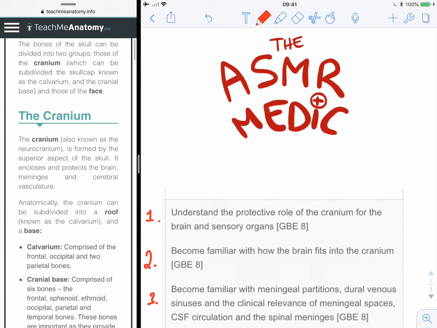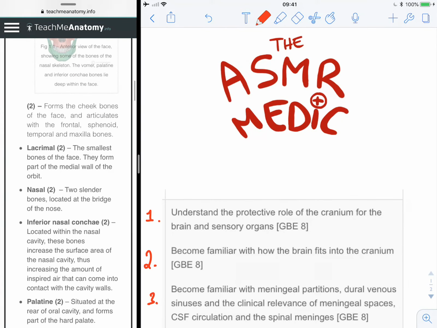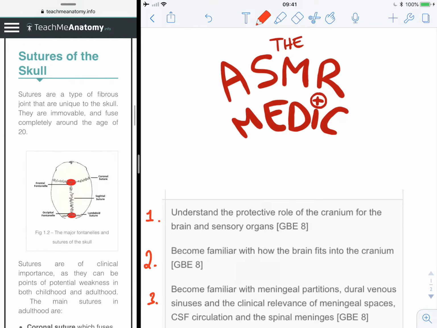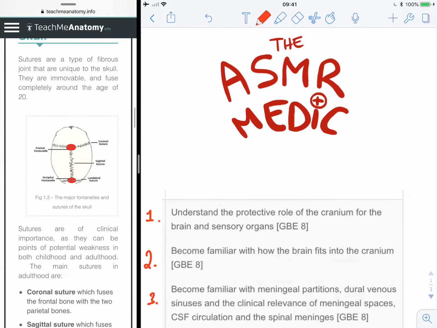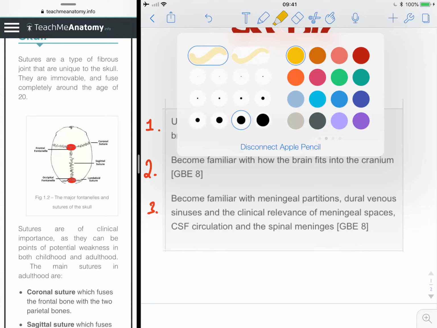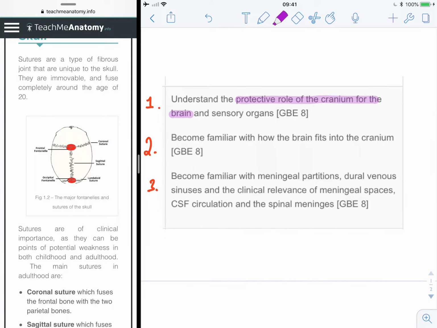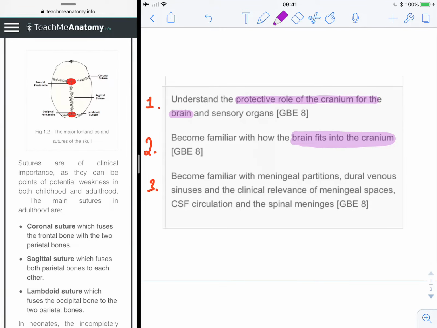That obviously does involve things like facial bones, so the jaw, mandible, nasal areas, etc. We will be skipping over that, but then it does go into things like sutures of the skull, which I'm almost certain are not on the intended learning objectives, but I did want to look at some specific things, such as the protective role of the cranium for the brain. And so obviously I'll be looking over the meninges. Become familiar with how the brain fits into the cranium, and so that's why it'd be useful to look at things like sutures and the shape of the inside of the skull.